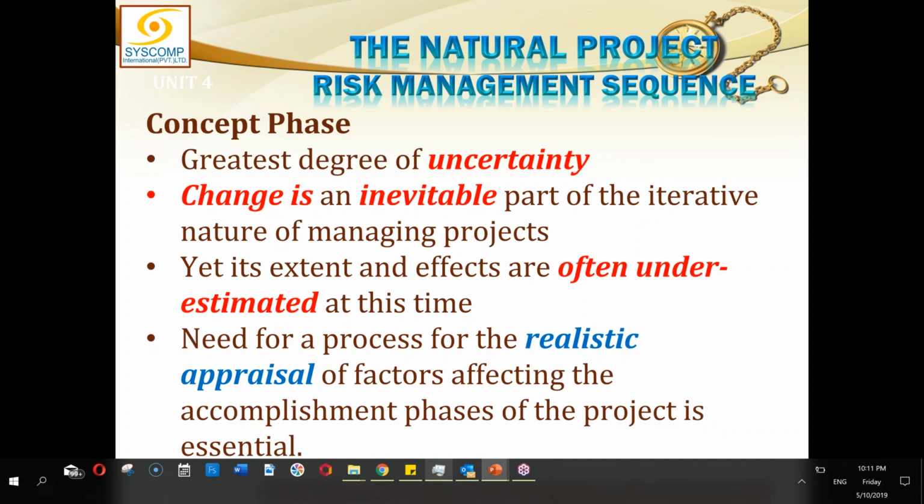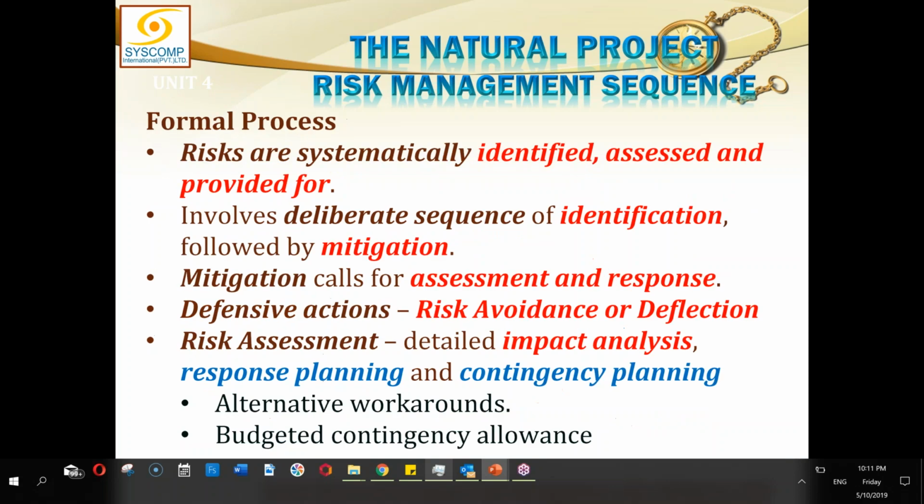Need for a process for the realistic appraisal of factors affecting the accomplishment phase of the project is essential. So before you can enter into the execution or accomplishment phases, where execution, monitoring and control, all that is happening, you must have some kind of realistic appraisal. At least you must know those factors which impact you. So that is the concept phase.